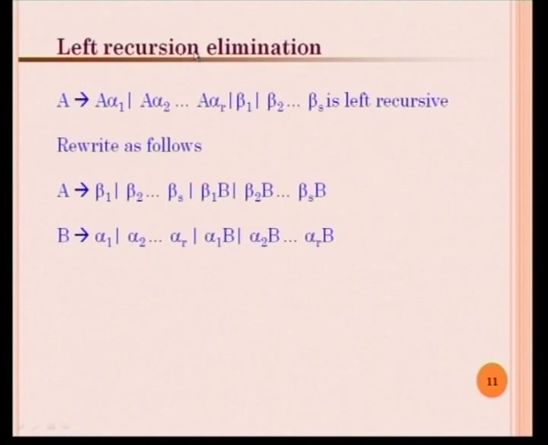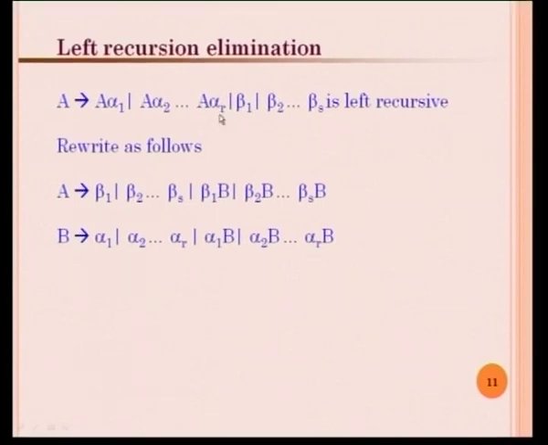So, as far as the conversion to GNF is concerned, the first step is we need to eliminate the left recursion available in the grammar. First you decide whether the grammar is left recursive or not. To say the grammar is left recursive, we have productions of the form capital A derives A alpha 1, alpha 2, etc.